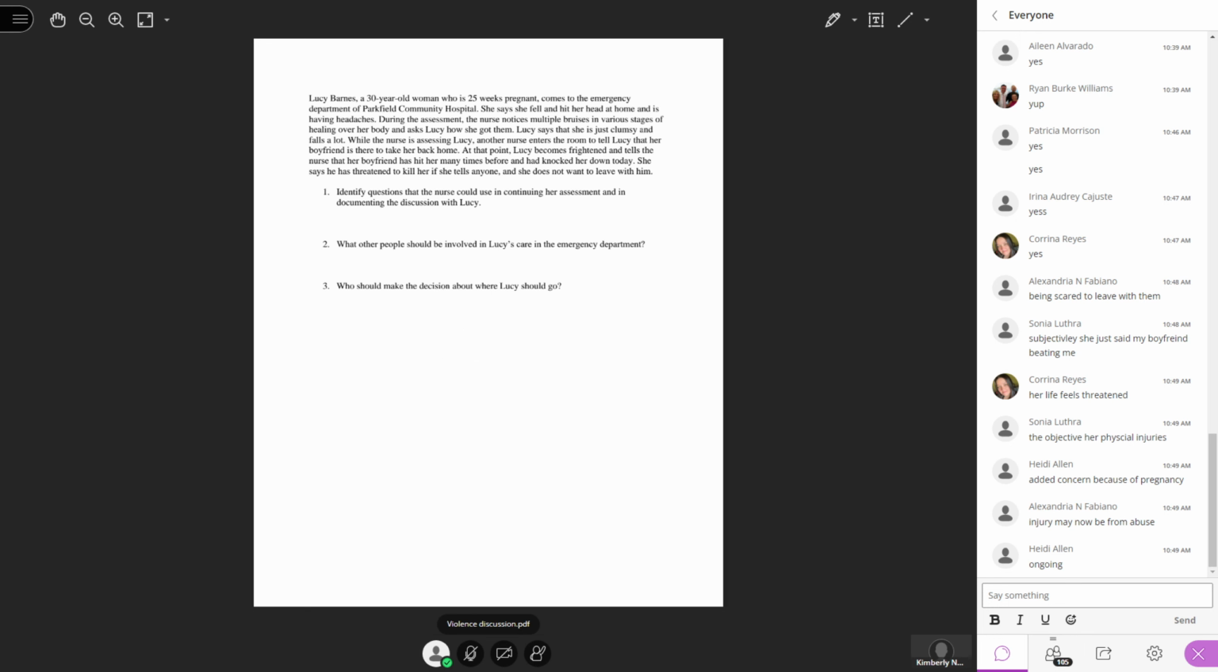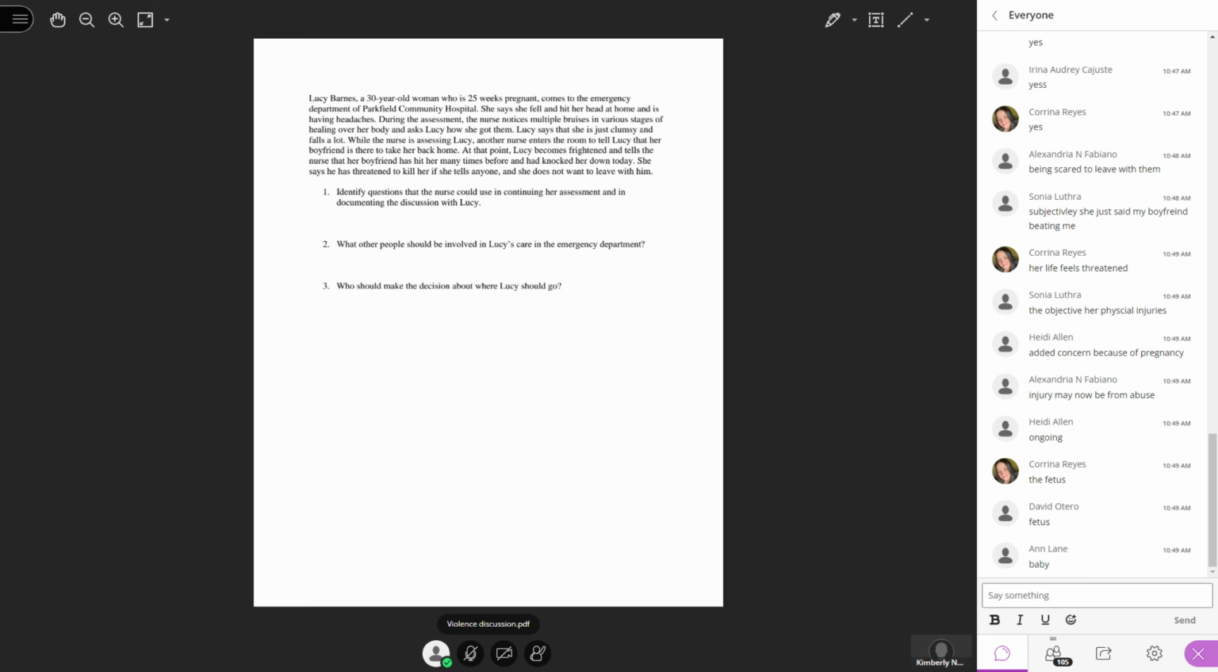It's important to think about, for this patient, what about the patient? She's pregnant, right? All right. So she's not only at risk, but who else? The fetus. Yeah, the baby. There you go. All right.